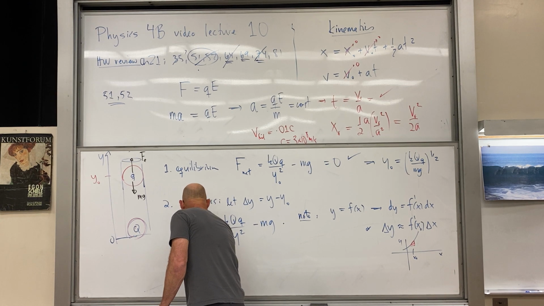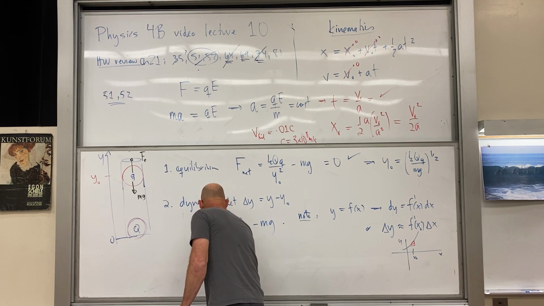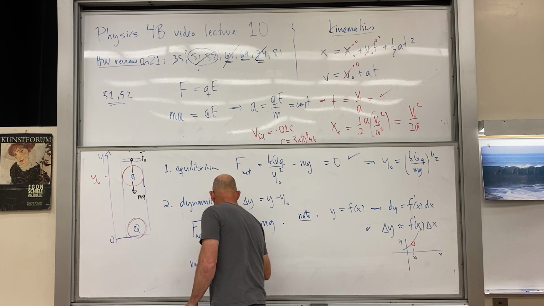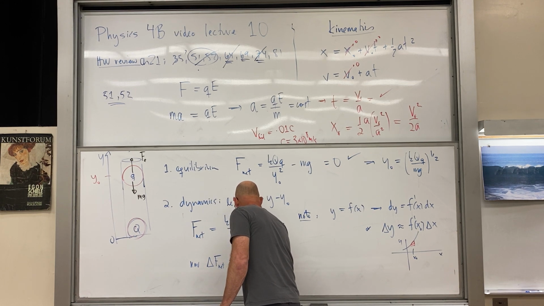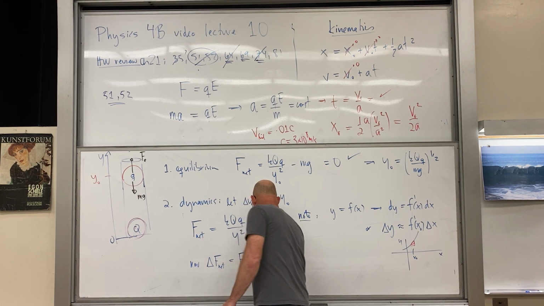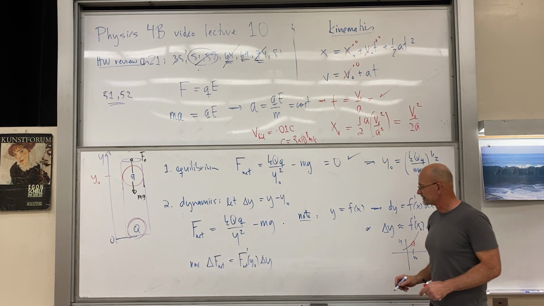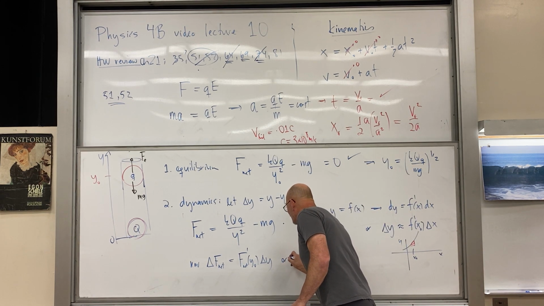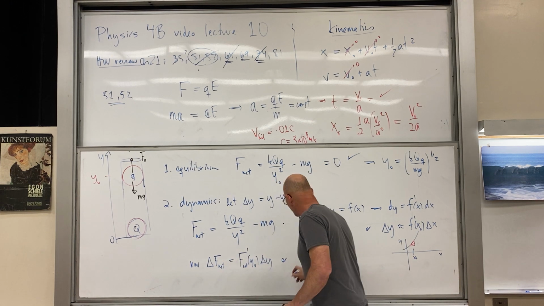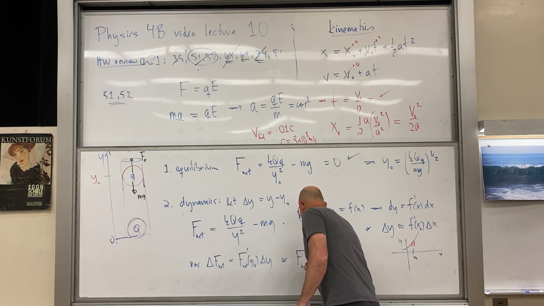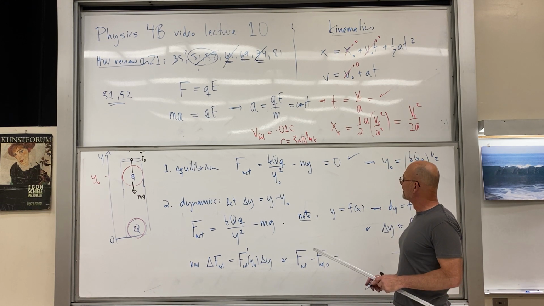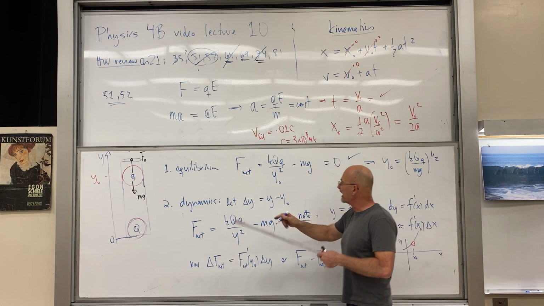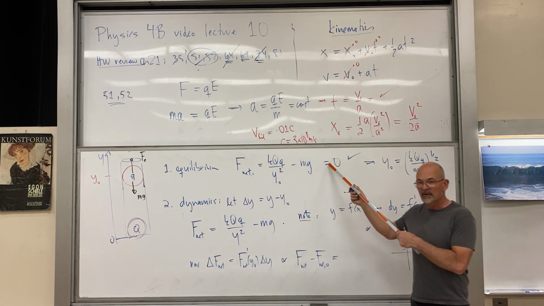So now delta F net is equal to F net prime of y sub 0 times delta y. That's what we're going to do. Or, since it's a delta F net, it's F net minus F net 0. That's a delta F. I could have called this F net comma 0 right here because I was getting the equilibrium.